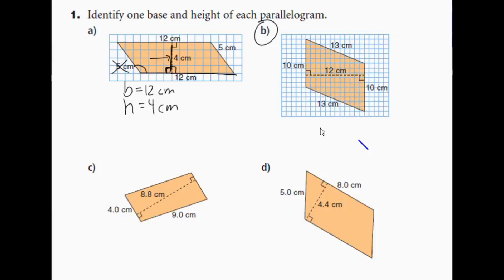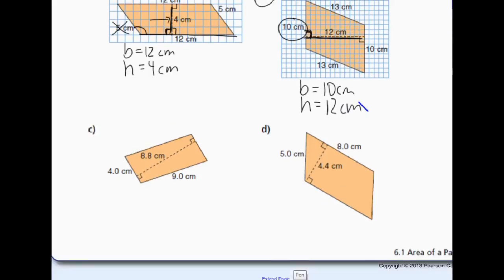We have to look for a line that's at a 90-degree angle. So if our base instead was 10 centimeters, then what would the height be? Well, this line here is at a 90-degree angle to our base, so that's going to be our height. So our height, therefore, is 12 centimeters. Let's go down and take a look at C.